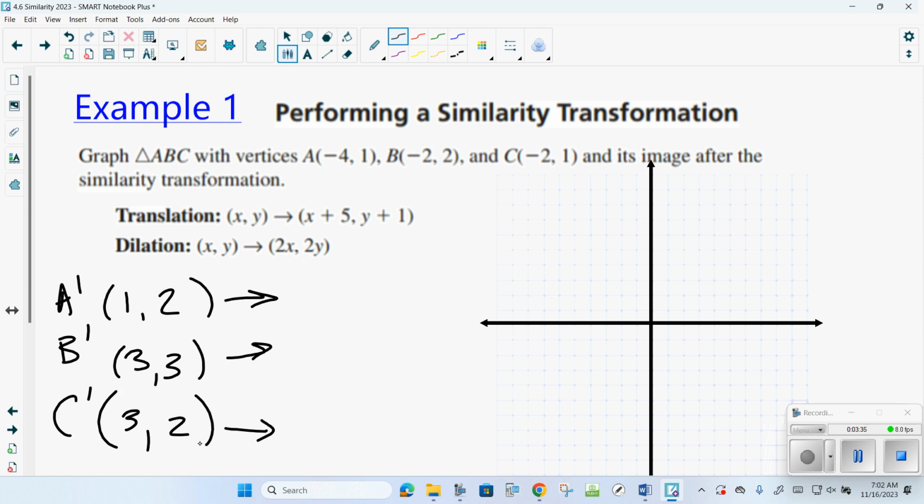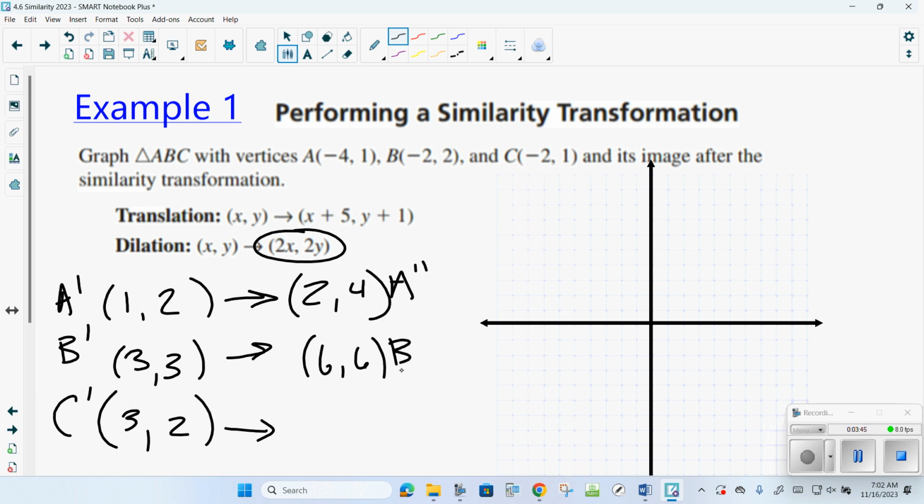Next, I'm going to do a dilation, so I'm going to multiply everything by 2. So I get 2, 4, which would be A double prime. 6, 6 would be B double prime, and 6, 4 would be C double prime. Now, ultimately they want the original figure and the ending figure. It depends on if you want to do the one in the middle, that's up to you. I'm just going to do the beginning and the end. So -4, +1; -2, +2; and -2, +1.